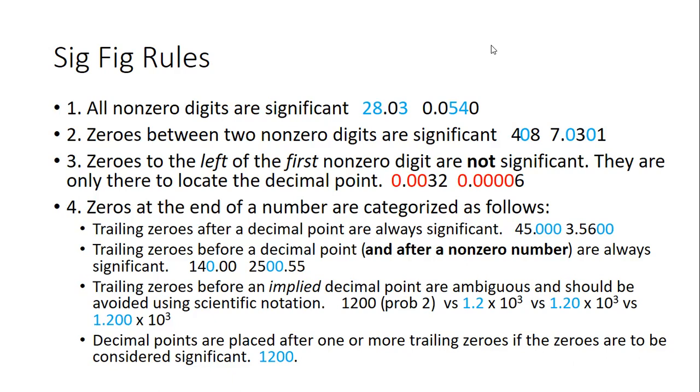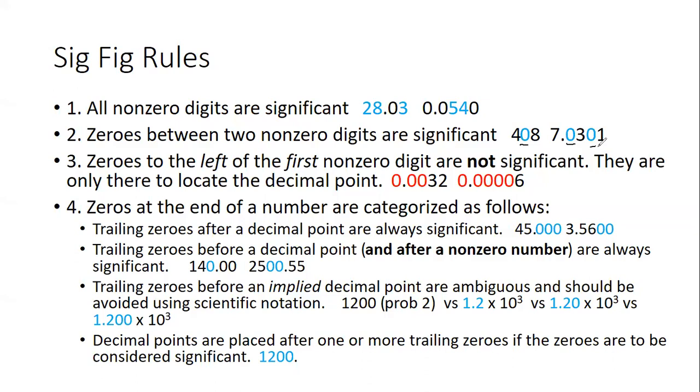Rule 2 is any 0 between non-zero numbers is significant. So here we have the 0 between a 4 and an 8, between two non-zero digits, therefore it's significant. These two zeros between non-zero digits mean they're significant. So if you're reporting a number and you have a 0 between non-zero numbers, you are saying that's significant.